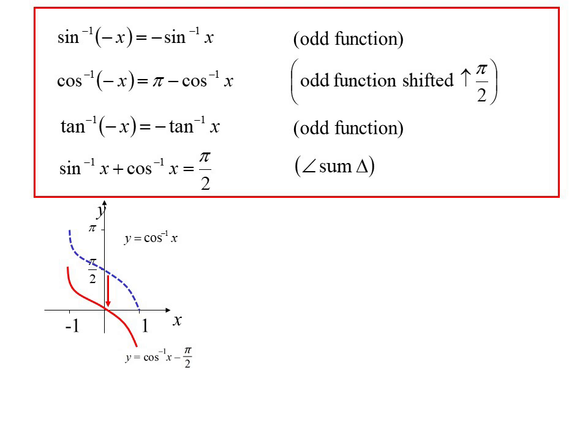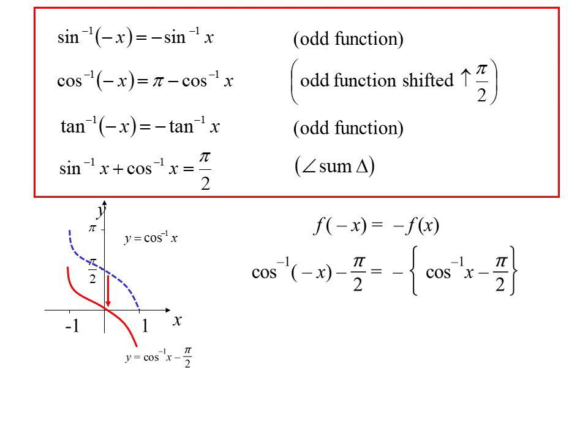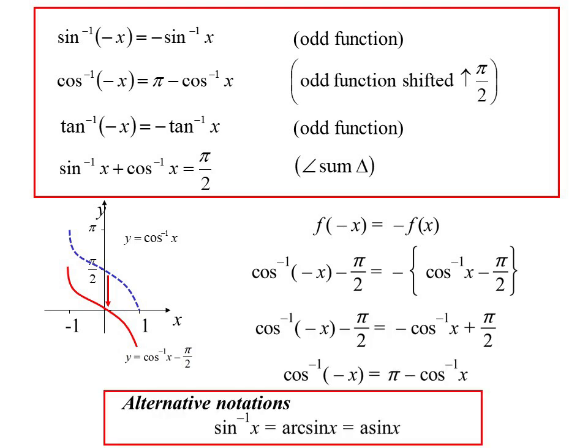So because that is an odd function, it must be true that f of negative x is equal to the negative of f of x. Therefore, the inverse cos of negative x minus pi on 2 must equal the negative of the inverse cos of x minus pi on 2. Playing around with that, moving terms over, and we get our relationship. And that's why it's pi, not pi on 2. Even though the shift is pi on 2, the actual value in the identity here is pi.